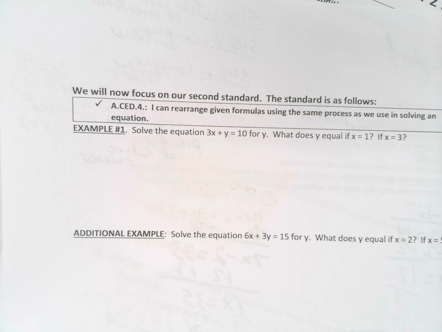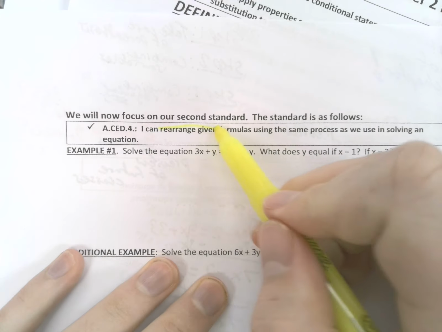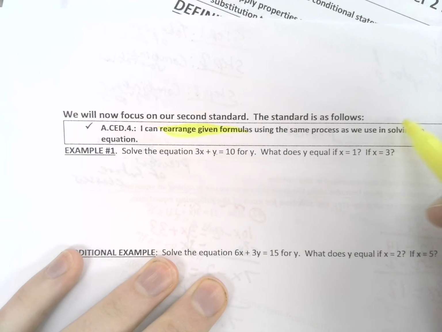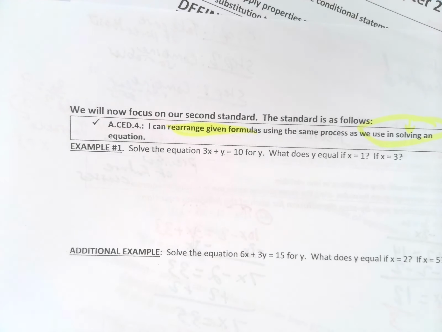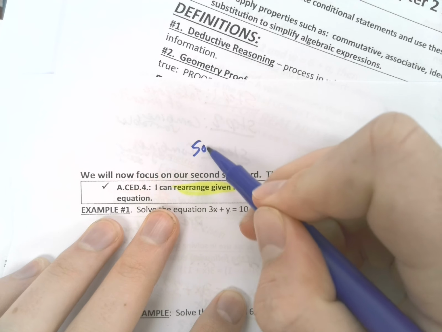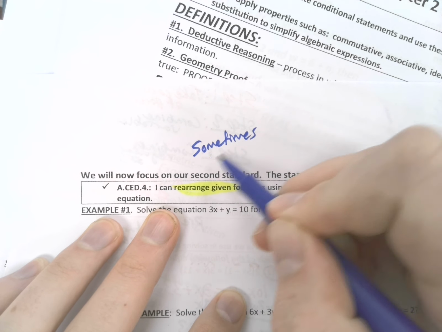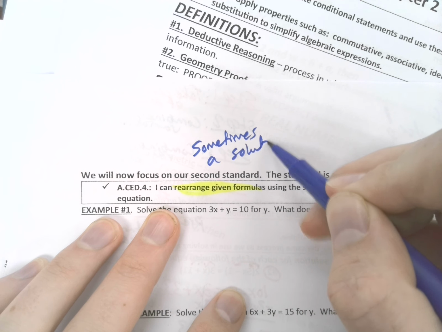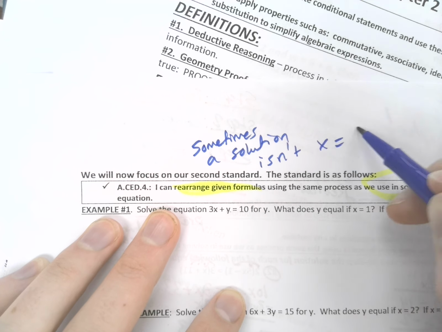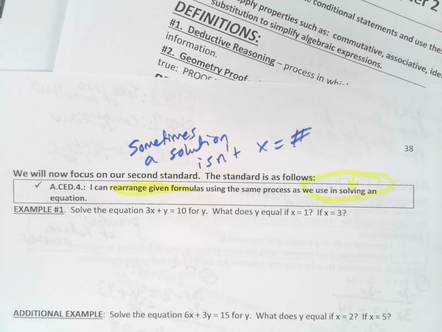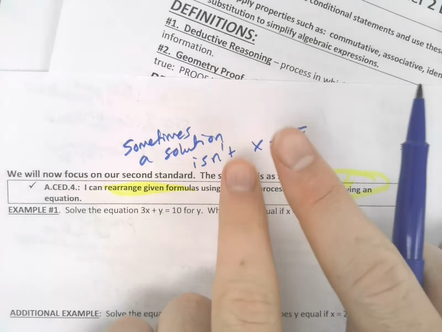Last thing, guys, our second standard. Sometimes we want to be able to rearrange a formula to solve an equation. So sometimes a solution isn't x equals a number. You can still get a solution that isn't just a variable equals a number.